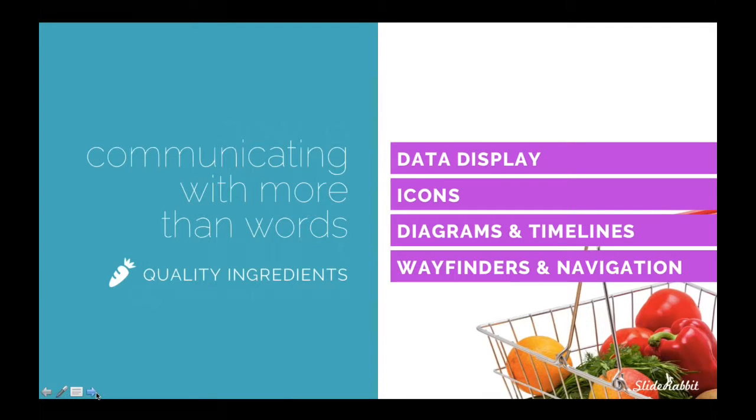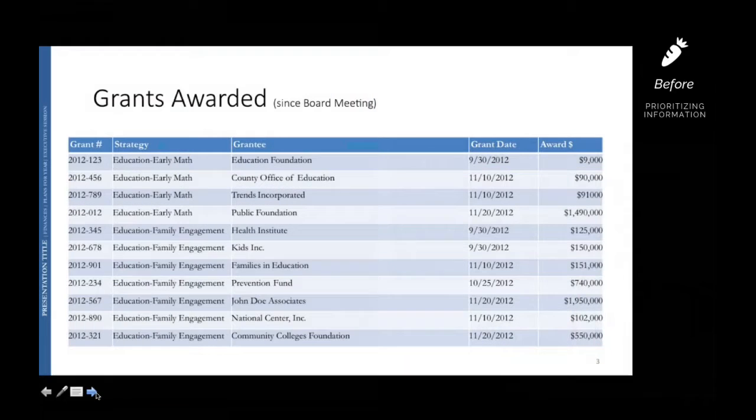So next is quality ingredients, and again, this is the stuff that we are going to add to our slides to make them more effective. First we'll talk about data display. Data display is a really common issue because slides are very often used to communicate data and graphs and trends and info and all this stuff. We get a lot of slides like this, and the client says, well, it's all just really important, so here's the table.